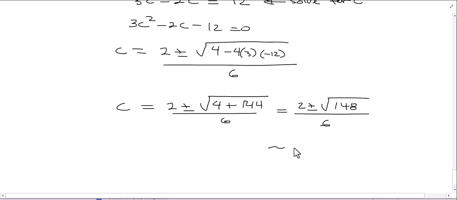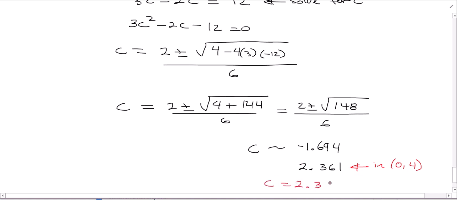And so I'm going to use my calculator to approximate it, and I'm going to choose the one that is between 0 and 4. So one of the values of c is negative 1.694. Well, that's not in the interval 0, 4, so probably not that one. And the other one is 2.361, rounding to 3 decimal places. So we're going to choose the one that is in the interval 0, 4. So the value of c guaranteed by the mean value theorem will be 2.361.